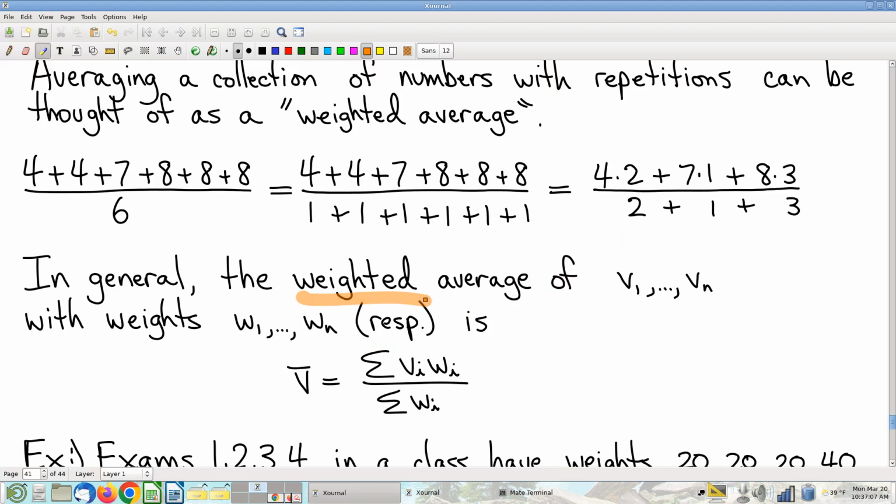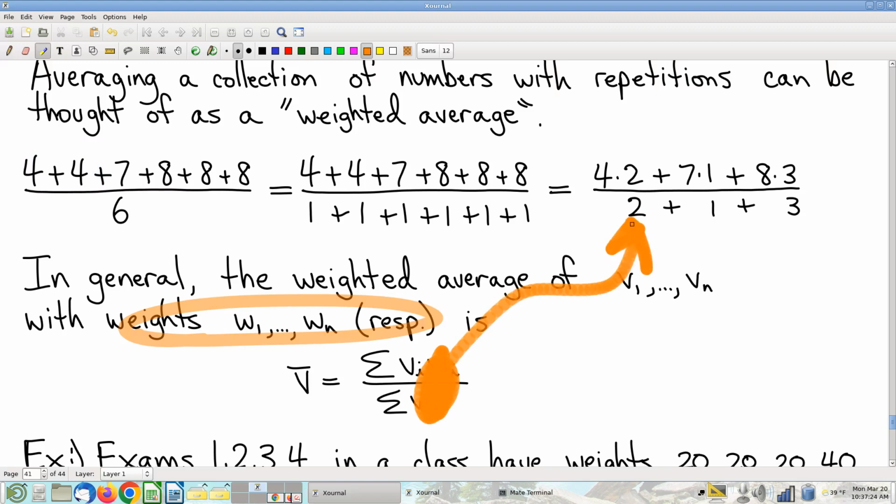Weighted comes from a reinterpretation of what we mean by repeated. If 4 appears twice, we're counting it twice. We are, in some sense, thinking of the weight of 4 in the average as being 2. It's a different point of view on it. Everybody all right with that?